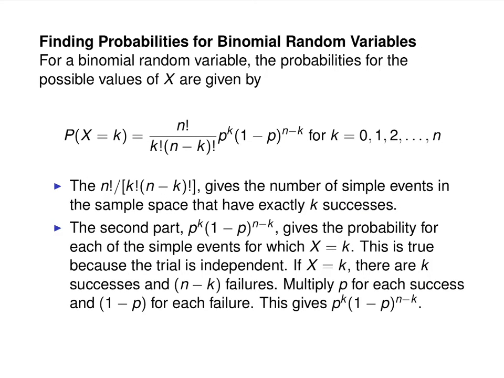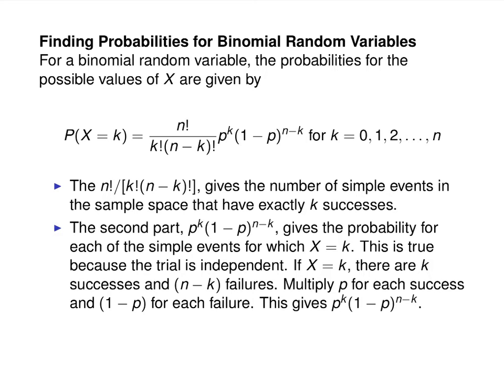So here is a formula for a more general case. For a binomial random variable, the probabilities for the possible values of x are given by this formula. Holy moly. The probability x equals some value k is given by n exclamation mark, which is a super happy number called a factorial. So n factorial over k factorial times n minus k factorial, times p to the k, 1 minus p to the n minus k.